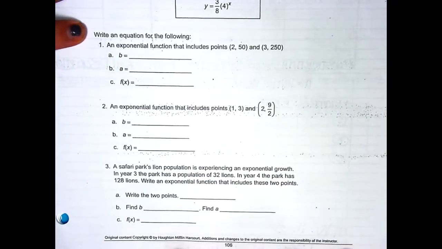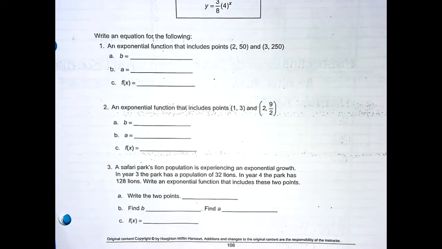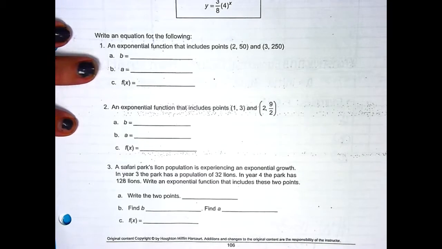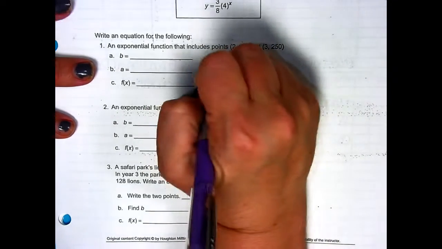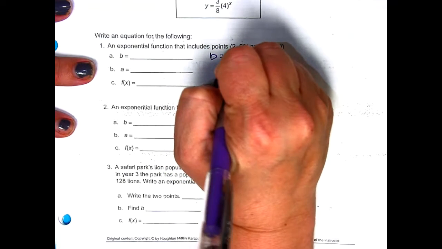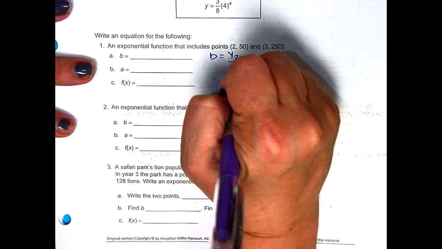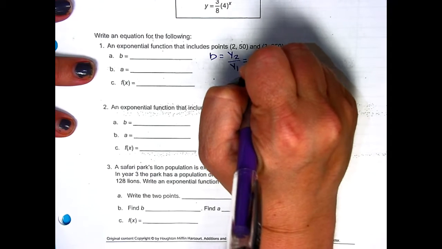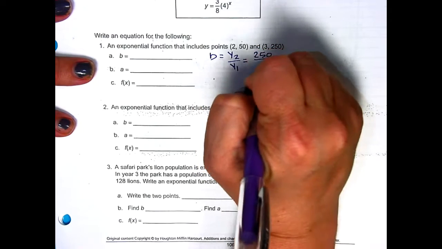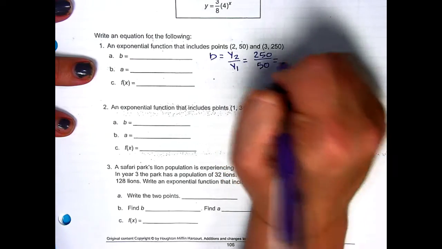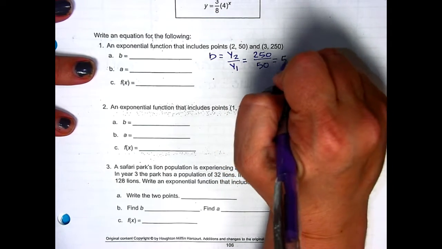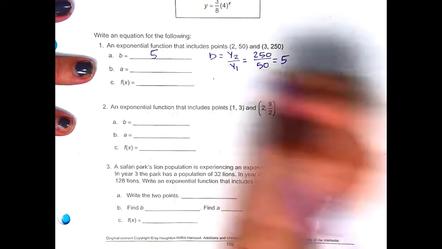Okay, so when we do this, it says write an equation for the following. An exponential function that includes points (2, 50) and (3, 250). So the first thing that you have to do is find the b, which is the common ratio. To get that, you're going to do y sub 2 divided by y sub 1. So that would be 250 divided by 50, which is 5. So our b amount is 5.